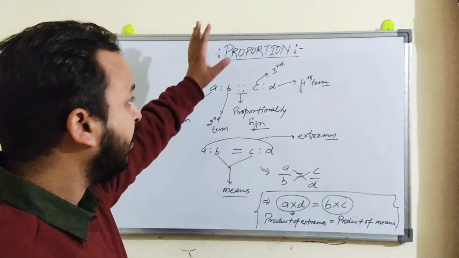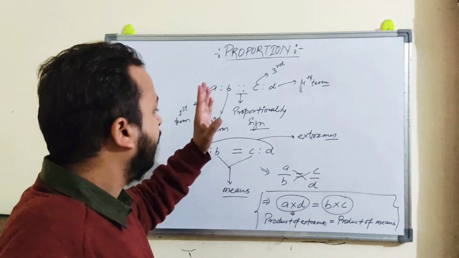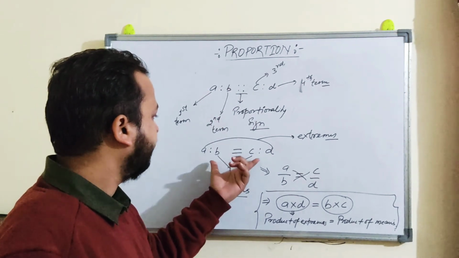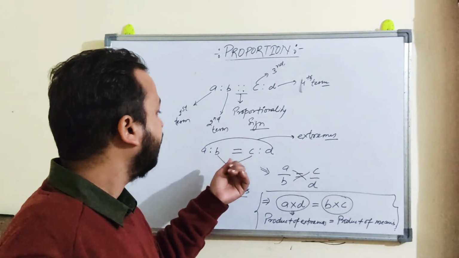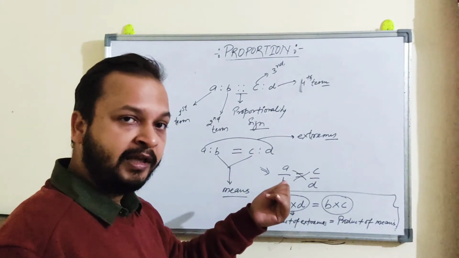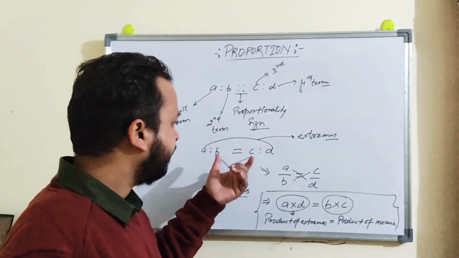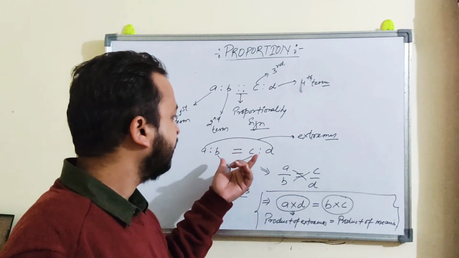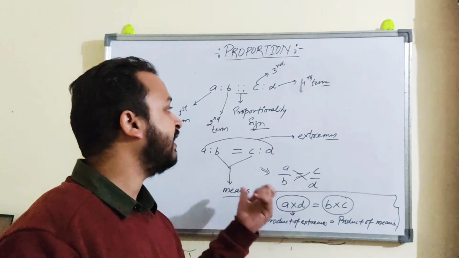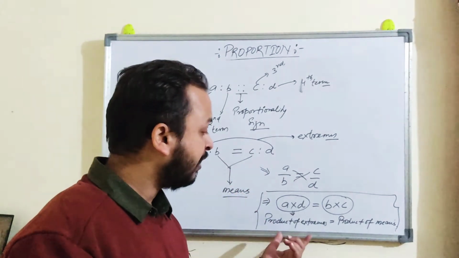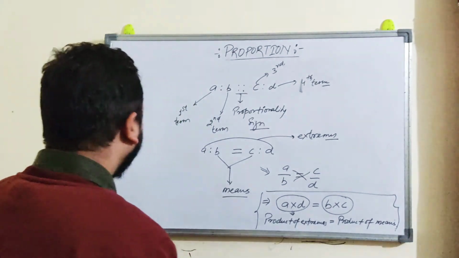So in proportion we will discuss two different ratios, and if you compare two ratios, you can equalize them. If A is to B is equal to C is to D, if two ratios are equal, you can say that they are in proportion. And if the product of extremes and the product of means are equal, you can say that they are in proportion.